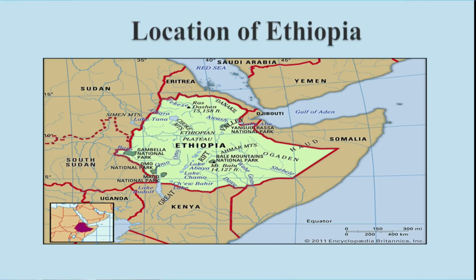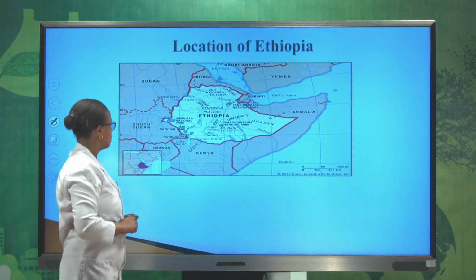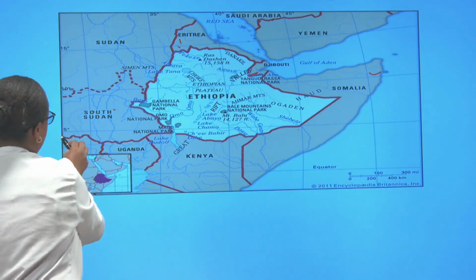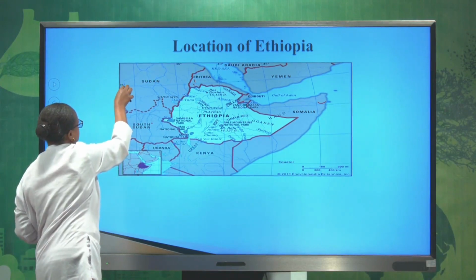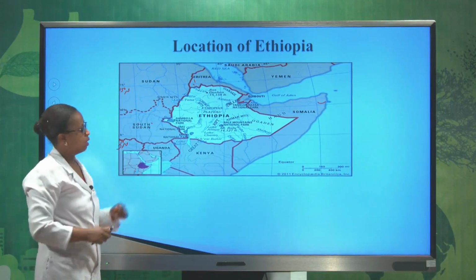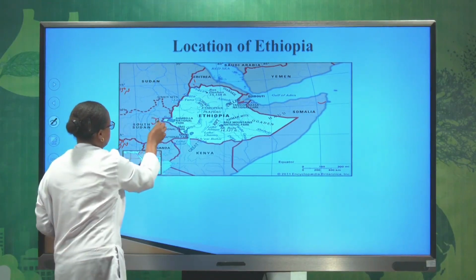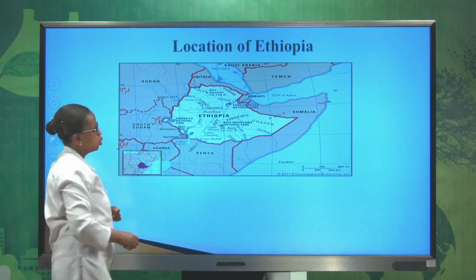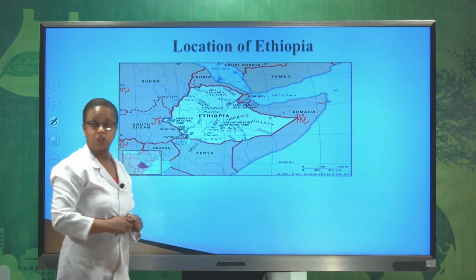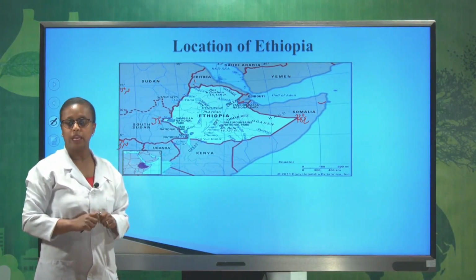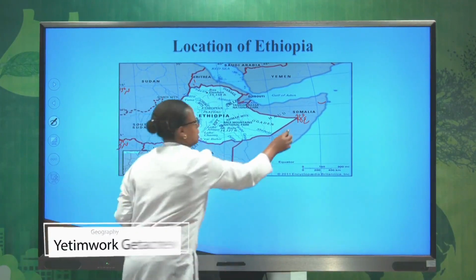Let us see this map once again. Based on the 4 extreme points, the latitudinal location of Ethiopia is 3 degrees north to 15 degrees north of the equator. This is the latitudinal location. Longitudinally, it is located 33 degrees east of meridian to 48 degrees east of meridian. This is the absolute location of Ethiopia based on the 4 extreme points: the northernmost tip, the southernmost tip, the westernmost tip, and the easternmost tip.